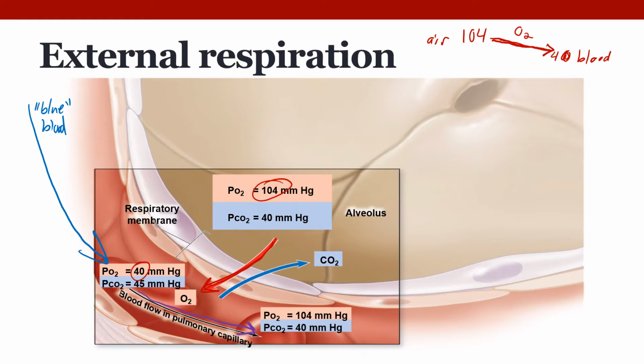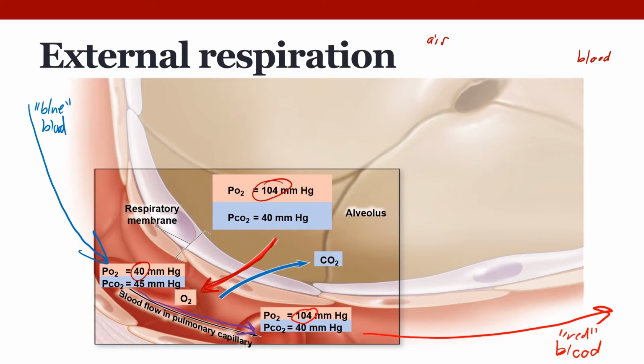How long is it going to travel into the blood? As oxygen travels into the blood, the blood concentration of oxygen rises until it equals that 104. And so coming out, the blood exiting the lungs is what we have come to know as red blood, which is higher in oxygen and lower in CO2. At the same time, the exact same thing is happening with CO2, but in the opposite direction.